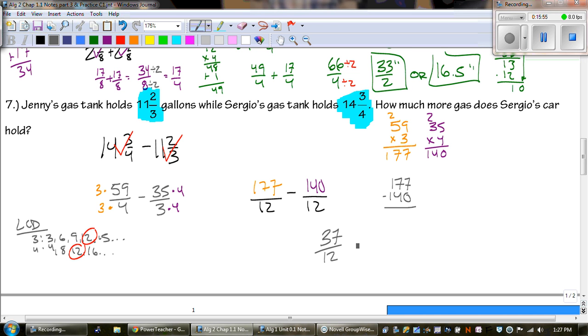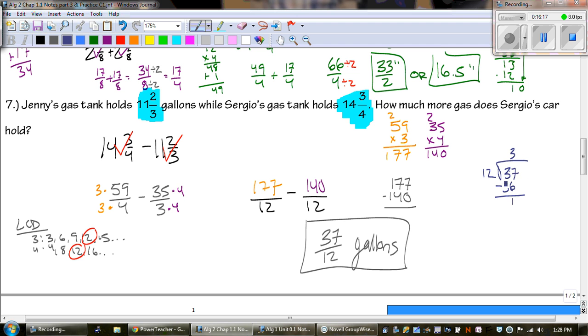Now, the answer 37 over 12 gallons is correct. And you might be like, well, I really don't know how many gallons that really is. So 37 divided by 12. How many times does 12 go into 37 without going over? It's 3 times. And you get 36. And this one we would write 3 and 1/12 if we don't want the decimal. Okay? So 3 and 1/12 gallons. So approximately 3 gallons more.